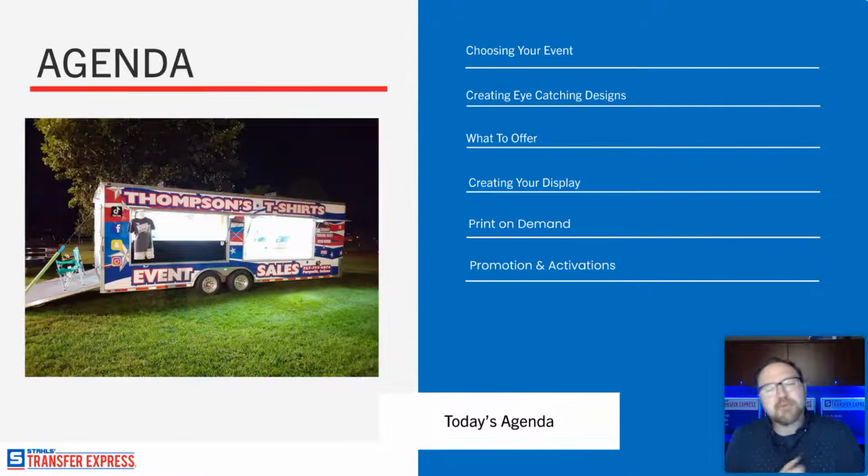And then, of course, some promotions and activations that are really going to help you stand apart, get more brand awareness, and possibly drive some more traffic to your booth, and maybe even some more profit in your pocket, because that's what it's all about, right? Whether you're just a hobbyist looking to make a little bit of cash on the side, or moving into your full-time 9 to 5.